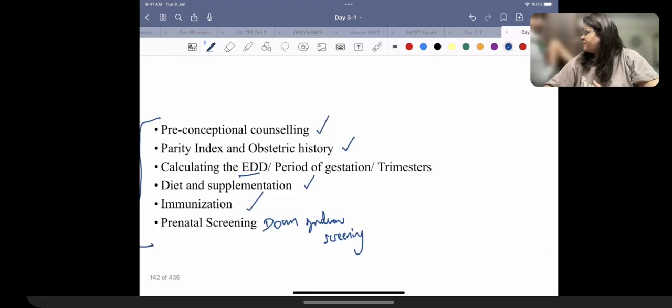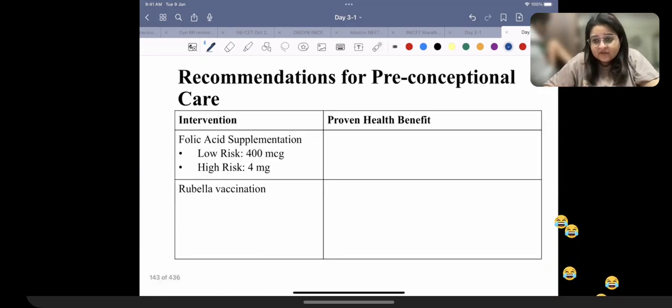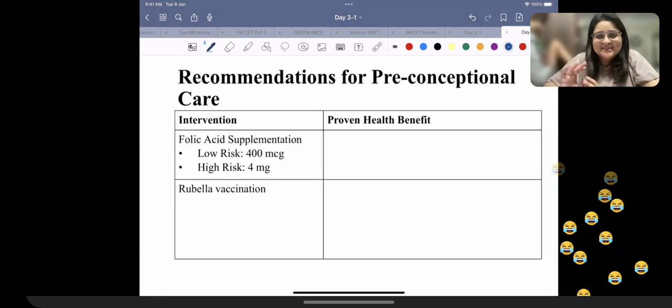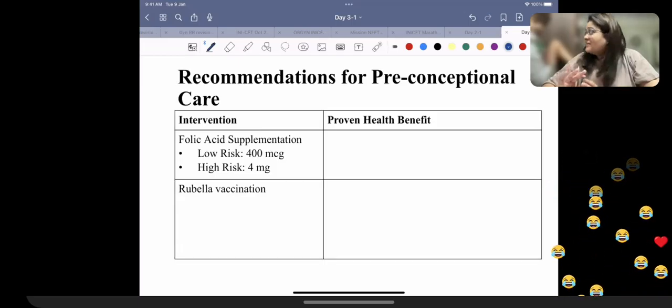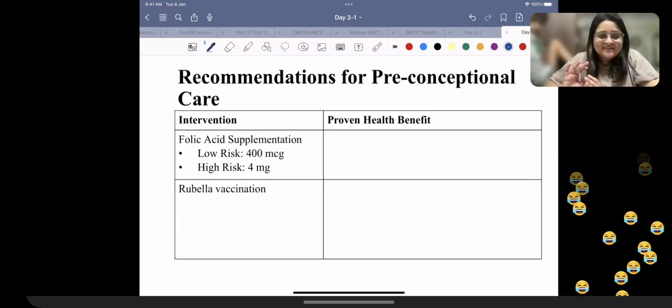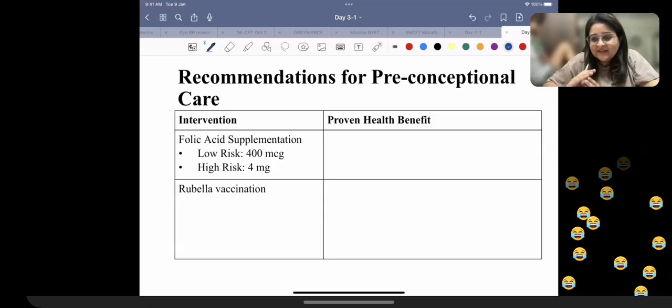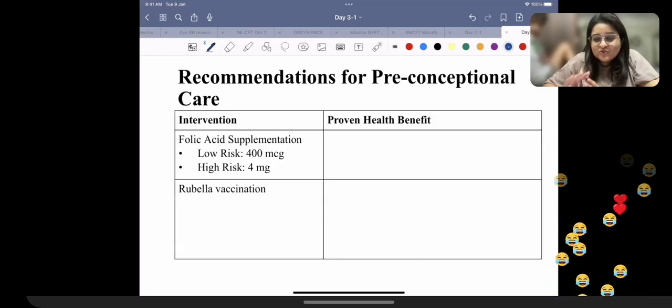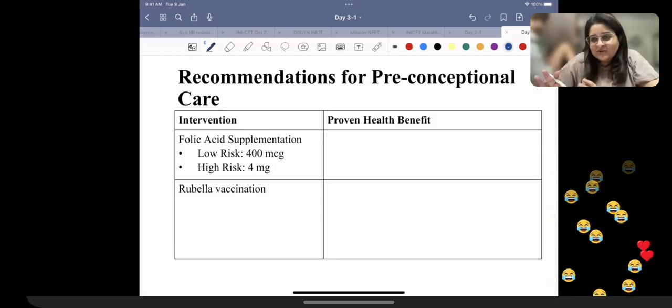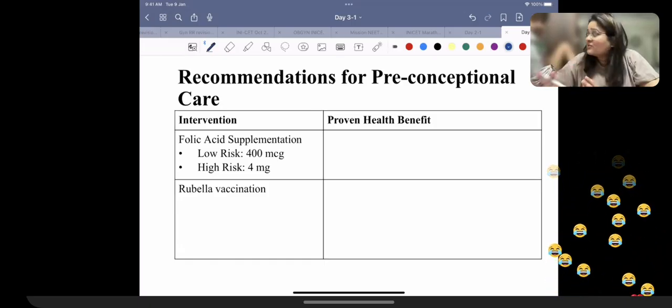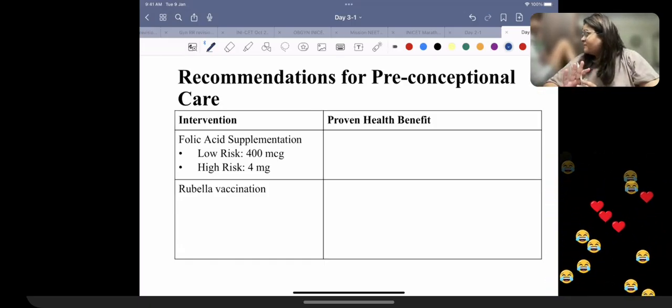Chana sone ke liye? Okay. So let's cover the preconceptional care. So he wants to become a gynecologist. For those of you who don't know, he really wants to become a gynecologist, right?